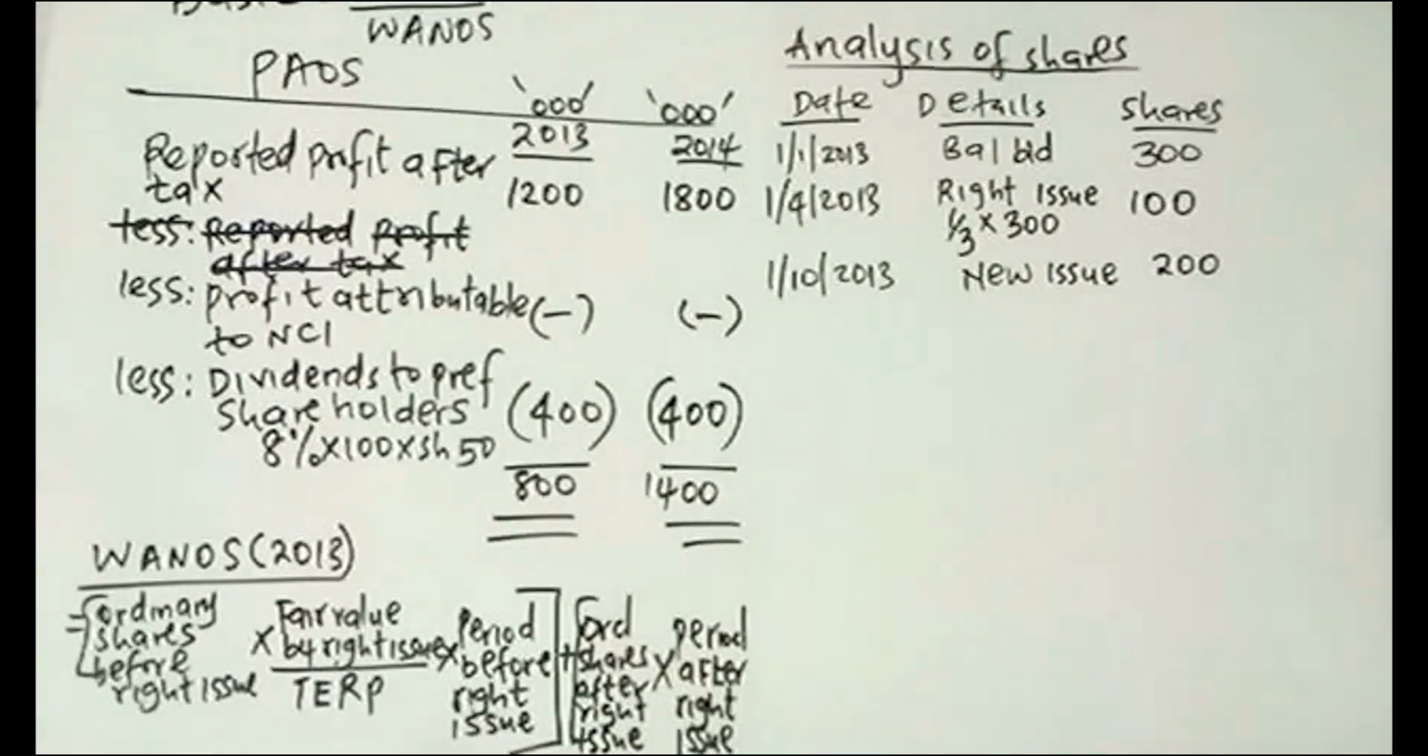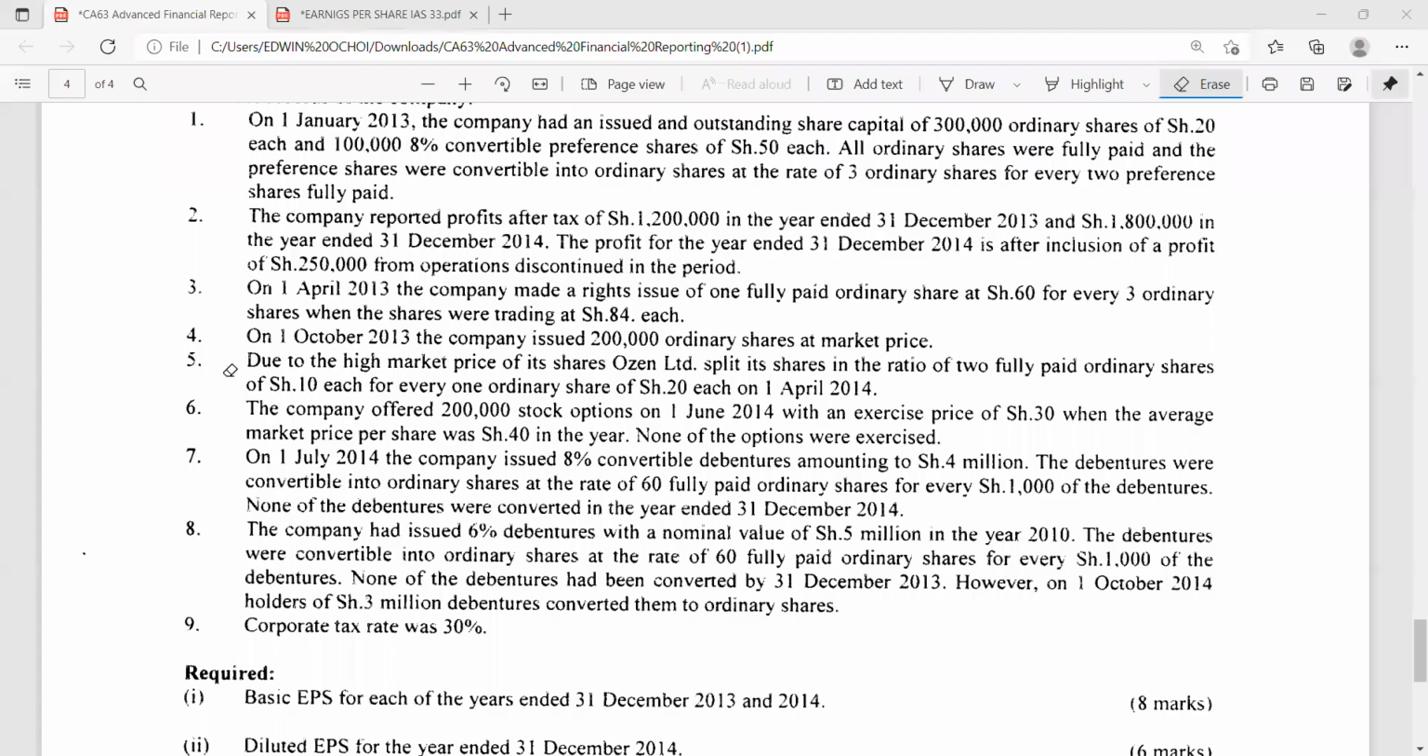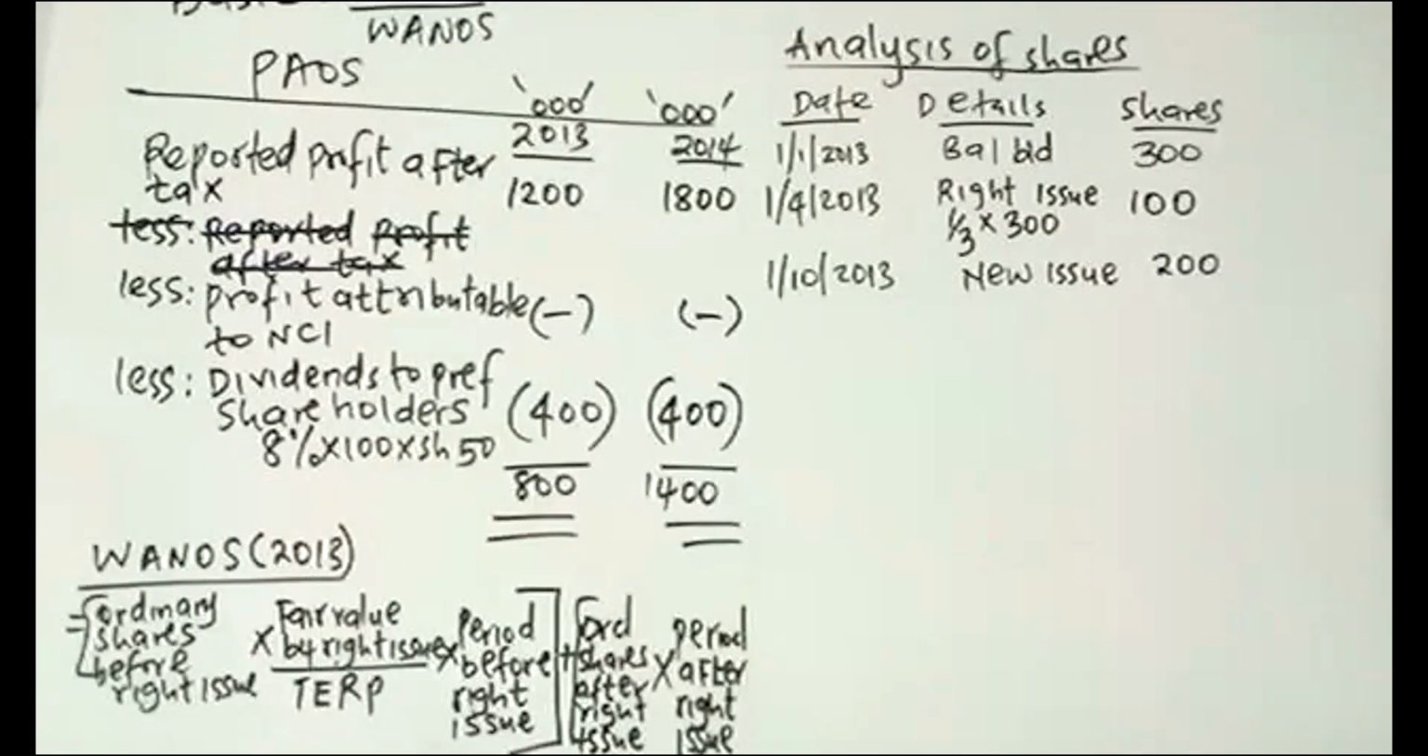Let's check if we are done with 2013 by moving to additional information number 5. Due to high market price of its shares, Ocean Limited split its shares in the ratio of 2 fully paid ordinary shares of Shillings 10 each for every 1 ordinary share of Shillings 20 each on 1st April 2014. You can see they are talking about 2014. Let's finish first with 2013. So now those are the shares we have, 300, 100, and 200.